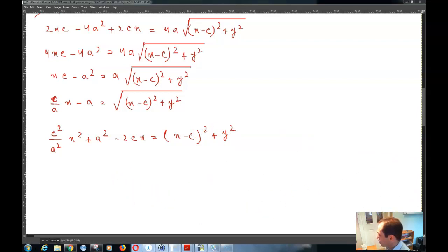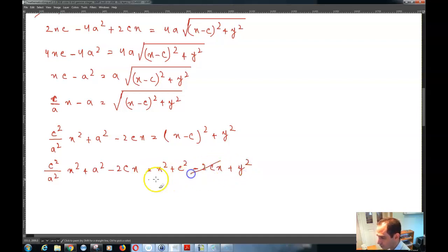So next what we have is, I can expand this part, meaning that I can write c squared by a squared times x squared plus a squared minus 2 times cx is equal to x squared plus c squared minus 2 times cx plus y squared. And then you can cancel these two out.